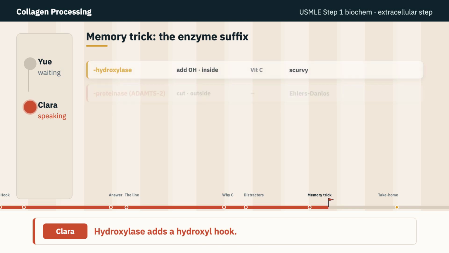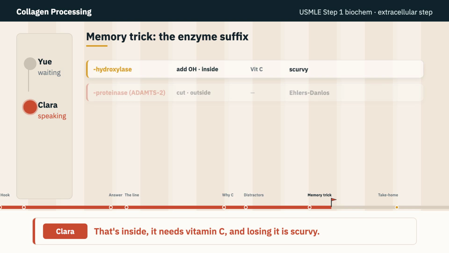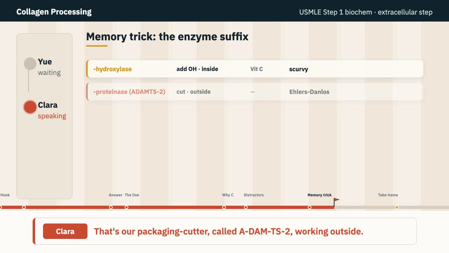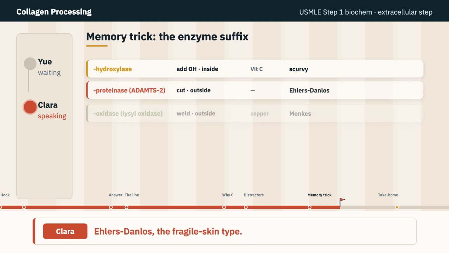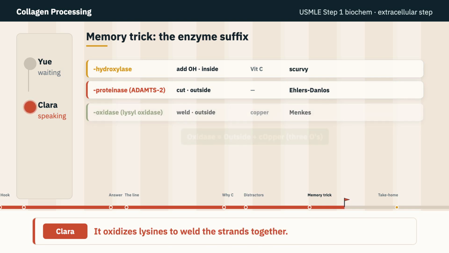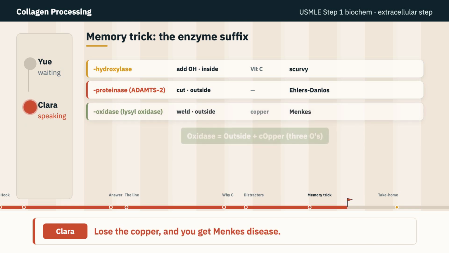Hydroxylase adds a hydroxyl hook. That's inside, it needs vitamin C, and losing it is scurvy. Proteinase cuts protein. That's our packaging cutter, called ADAMTS-2, working outside. Lose it, and you get this girl. Ehlers-Danlos, the fragile skin type. Oxidase, that's lysyl oxidase. It oxidizes lysines to weld the strands together. Outside, and it needs copper. Lose the copper and you get Menkes disease.